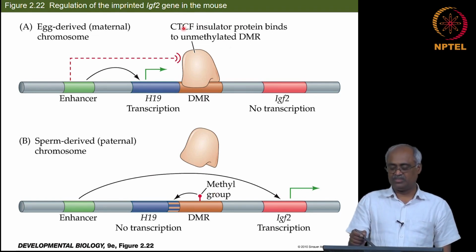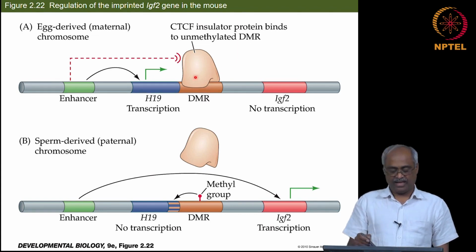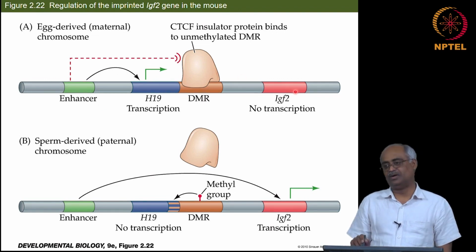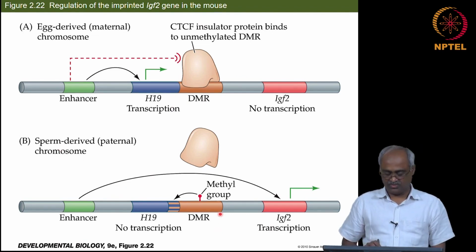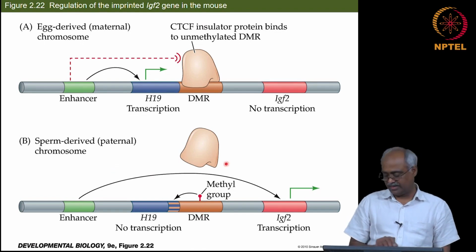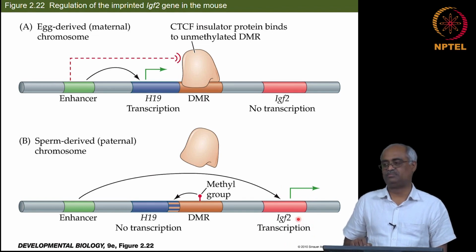Now you have an insulator protein binding. These are the proteins that bind to those silencers, and that binds and insulates this coding sequence from the effect of this enhancer. This just happens to share the same enhancer, so we need not worry here. So this is produced but not this, this restricts that. But in the sperm derived chromosome, you have a methyl group there, as a result this insulator does not bind and this enhancer activity impacts transcription from IGF2 and that gets expressed.